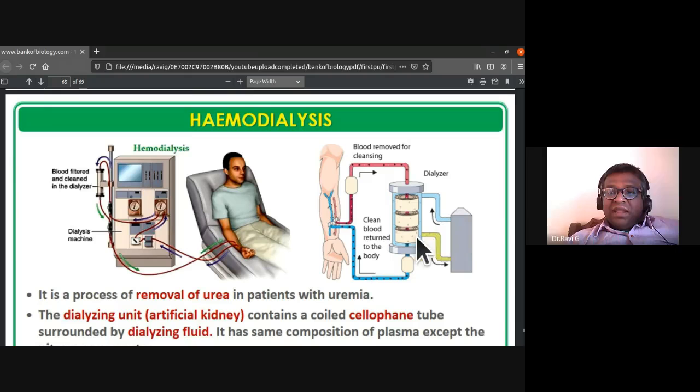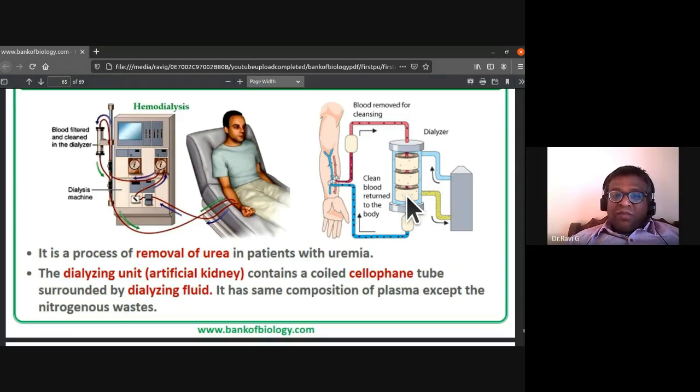So they enter into this dialyzer, and after dialysis, they are supplied back. The clean blood returns to the body. The dialyzing fluid has the same composition as plasma except for the nitrogenous wastes. This helps in the removal of urea.